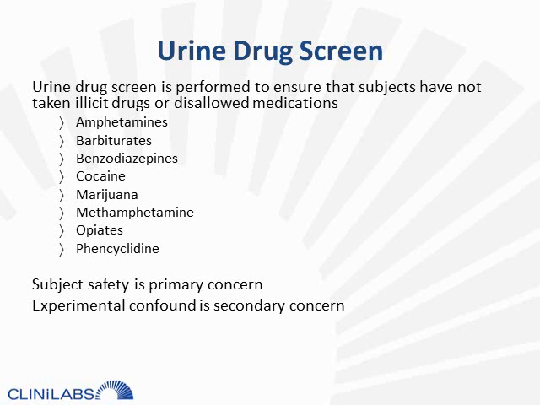Then secondly, the presence of other drugs in the system can cause uncertainty, or in experimental terms, what's known as a confound, a level of uncertainty in the results because we don't know what to attribute the findings to. Is the finding that we get attributable to the investigational medicine, or is it attributable to one of the illicit or disallowed drugs, or is it attributable to an interaction among those drugs? We don't know, so we want to make sure that those drugs are not on board at the time that subjects are screened for participation.